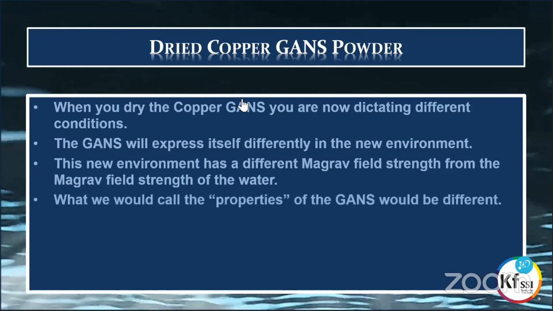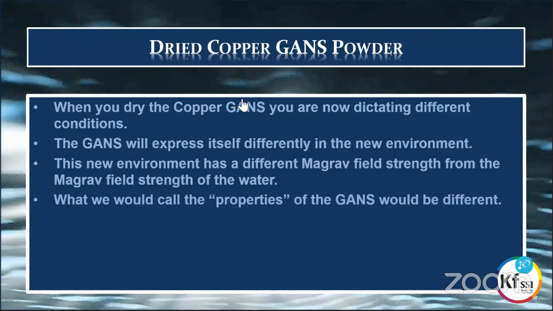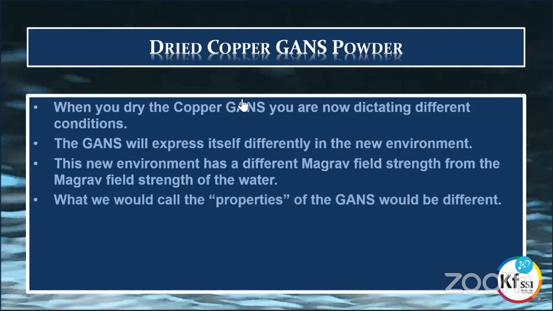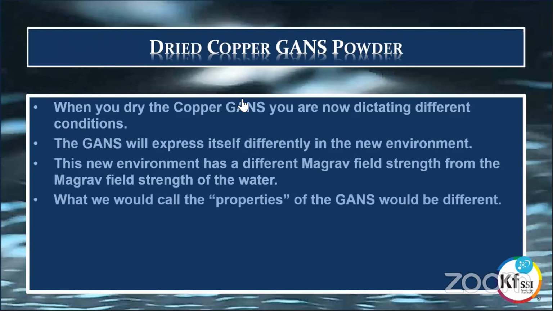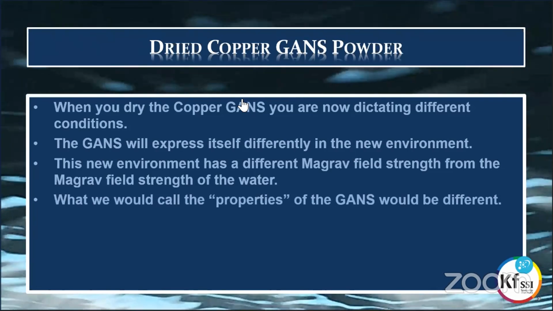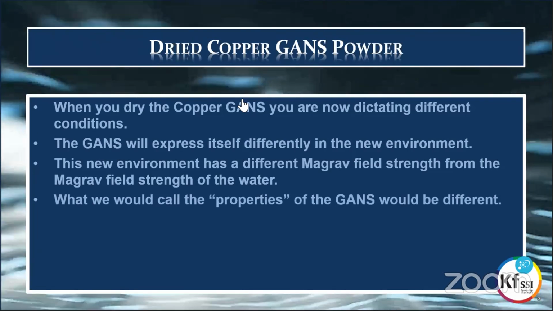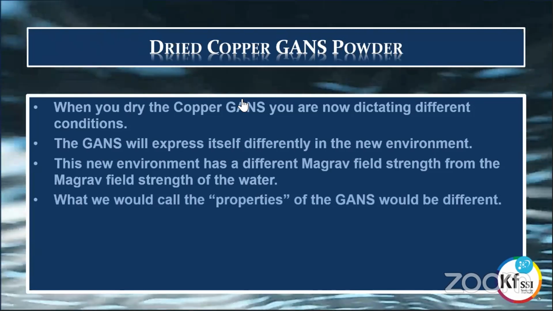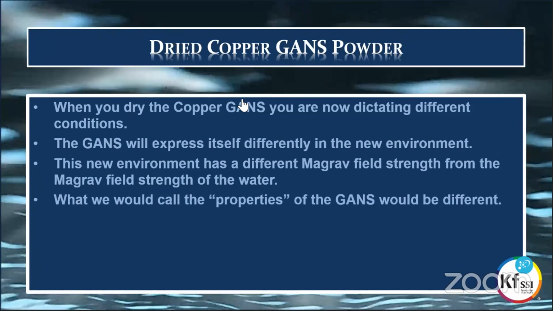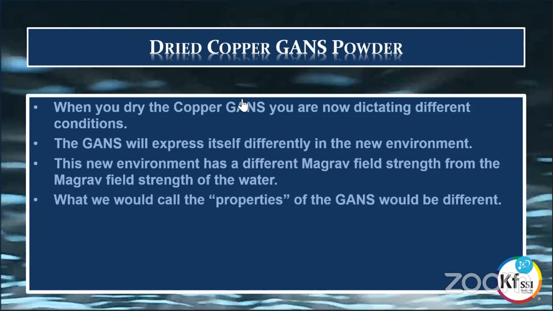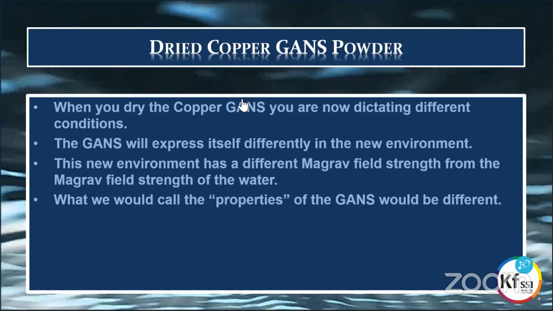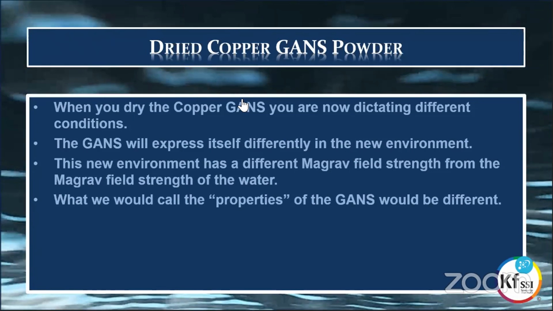So in our terms of science, what we've understood is that all GaNs will have different properties in the water, and different properties if we dry it. Essentially, what we're saying is that the environments that we've created are different. We have different magnetic gravitational field environments for our GaNs.